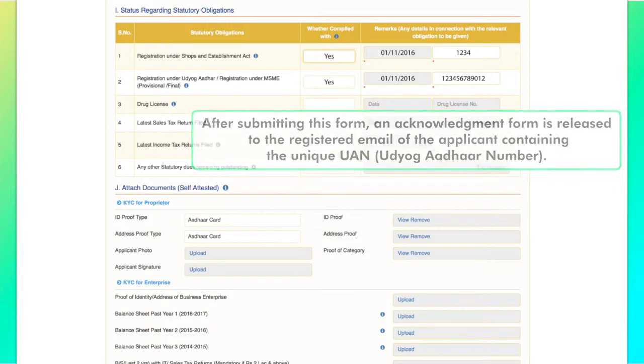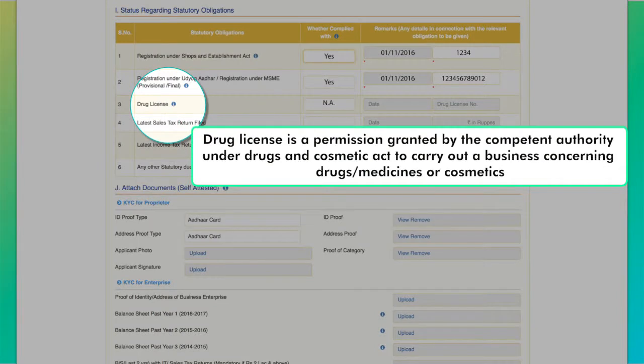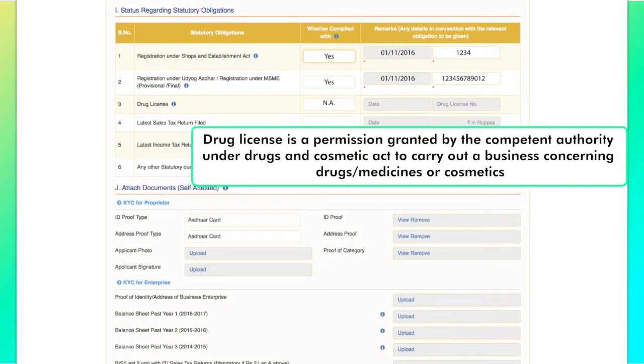Udyog Aadhaar number. Drug license is a permission granted by the competent authority under Drugs and Cosmetic Act to carry out a business concerning drugs or medicines or cosmetics.